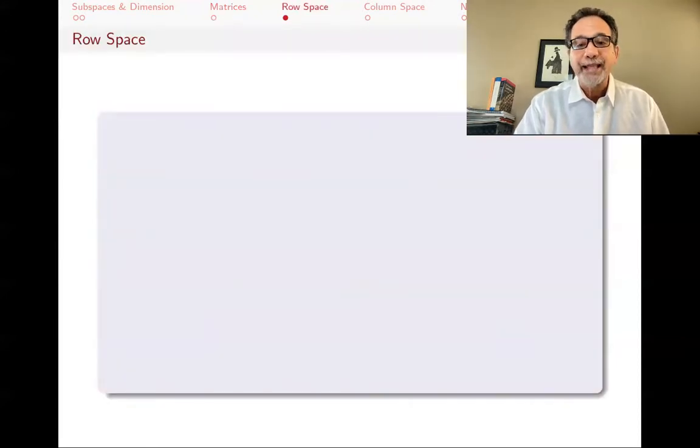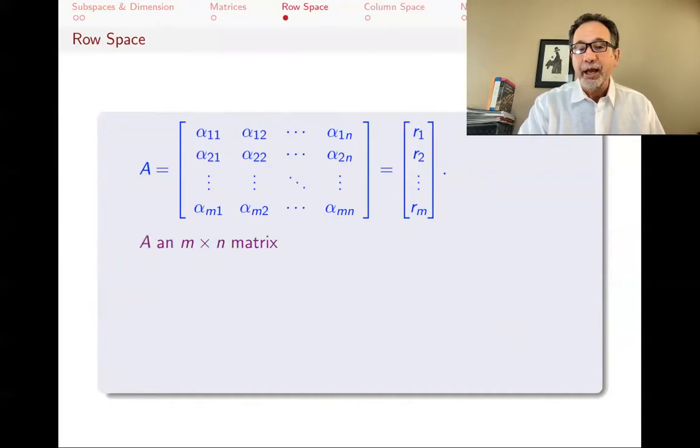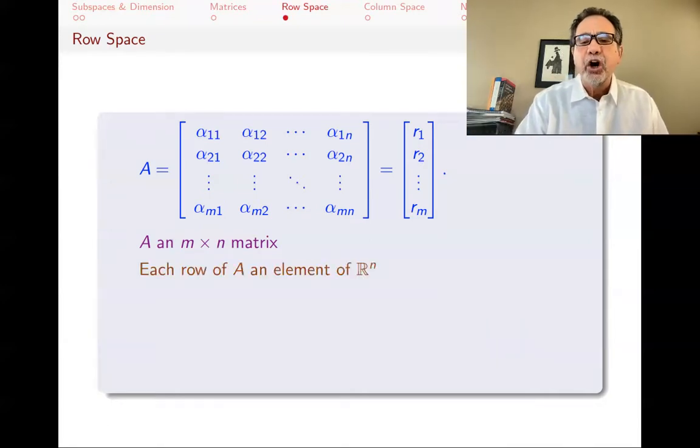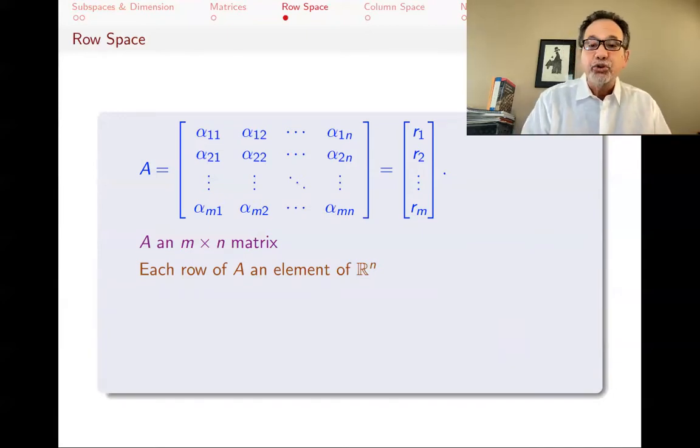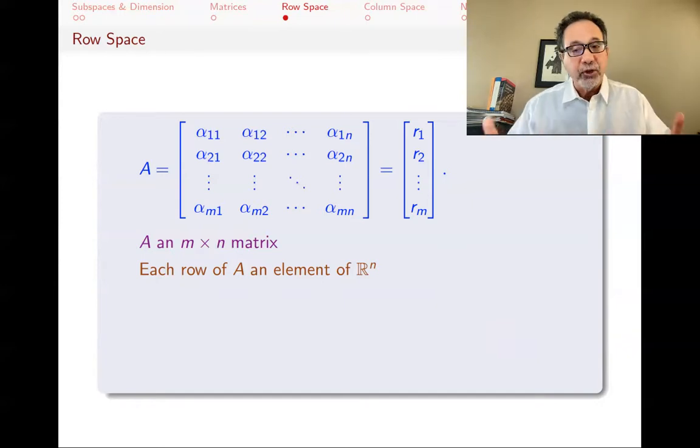The row space, what is that? Here's a matrix, which is M by N, and I've also indicated its rows by R1 through Rm. Each one of those R1 through Rm is not a number, but a row vector. Each of these row vectors is itself an element of Rn. This matrix is M by N. It has M rows, but each row has N entries because there are N columns. So each row is an element of Rn.